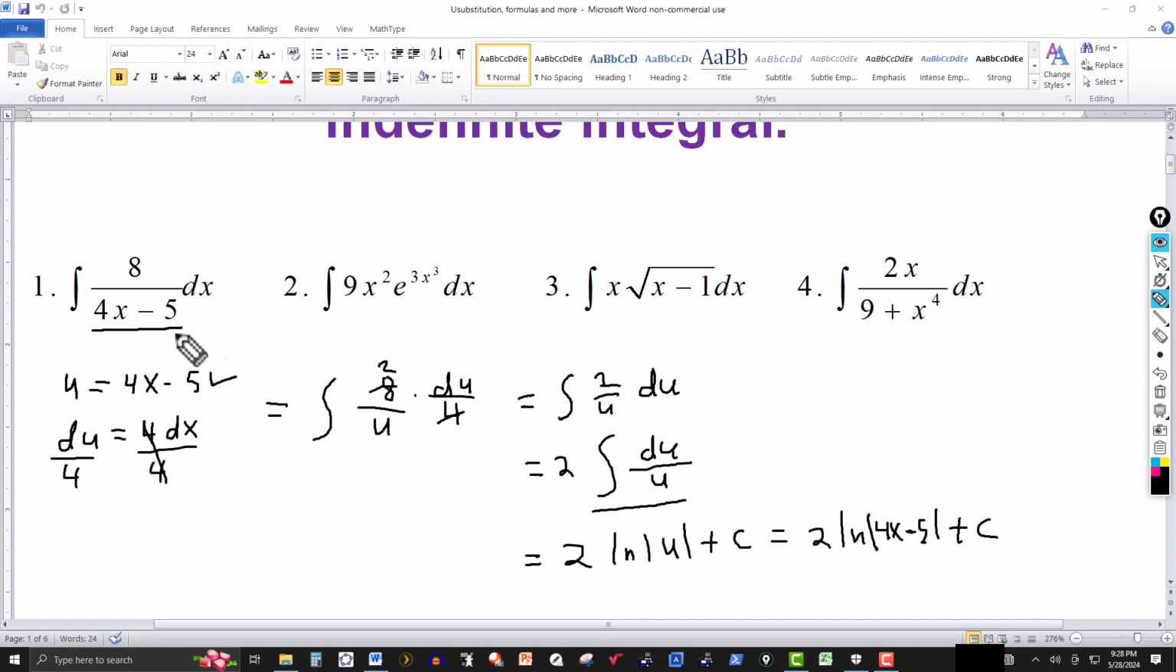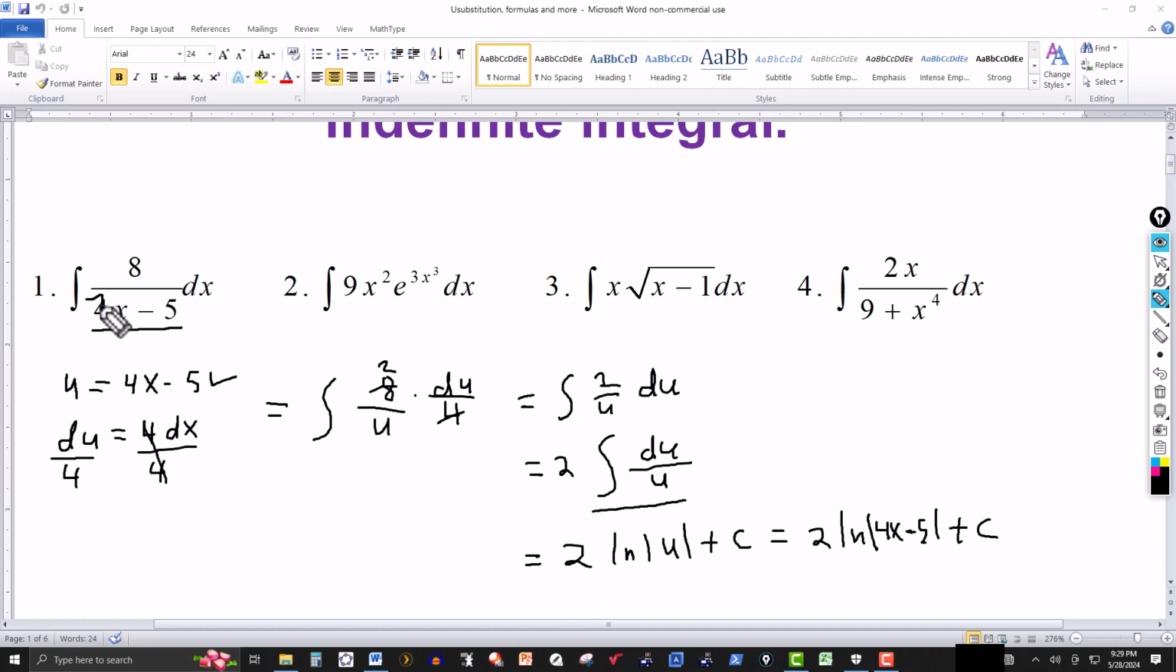So in other words, let's suppose I change the problem and make this 4 into a 7. The derivative of 7x minus 5 is 7. So the only difference is this was really 8 over 4, which came out to 2. If that were a 7, that would be 8 over 7. Everything else would be the same.